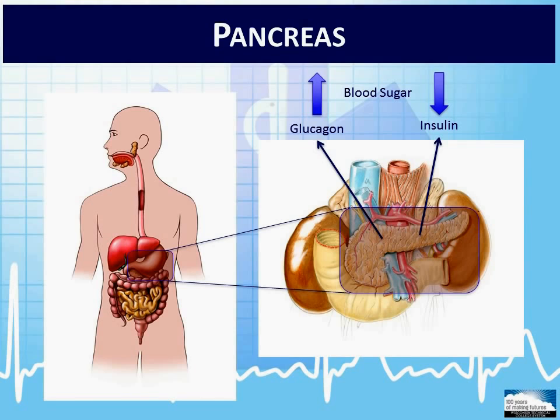Insulin also promotes the creation of glycogen, protein, and fat to store energy within the body. You will delve into greater detail regarding diabetic emergencies and complications later within this course.